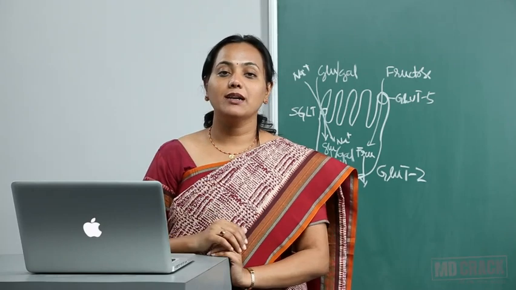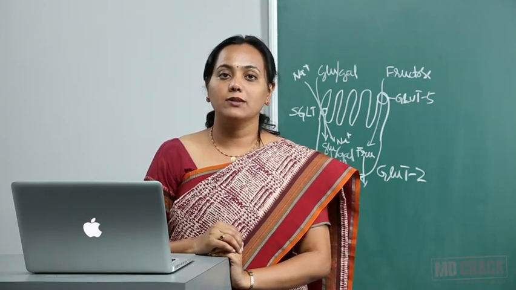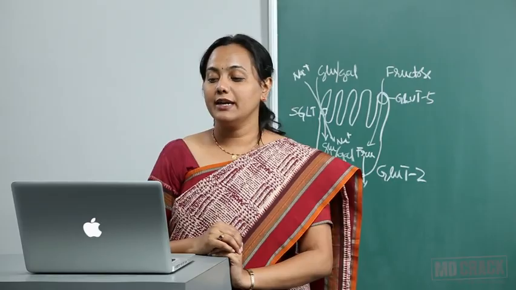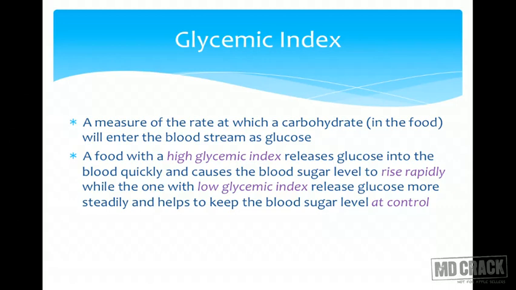Now I'll give you an important clinical feature. Digestion is over, absorption is over. One important thing that is to be known regarding all this is known as glycemic index. What is glycemic index? It is a measure of the rate at which a carbohydrate in the food will enter the bloodstream as glucose. So, a food with a high glycemic index, what does it mean? It will release glucose into the blood quickly. The more the glycemic index, the more quickly it will release glucose into the blood and cause the blood sugar levels to rise rapidly.